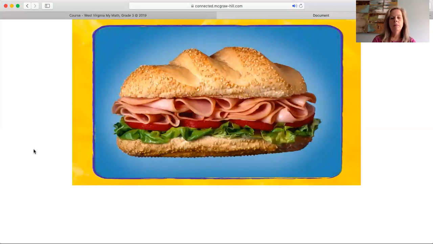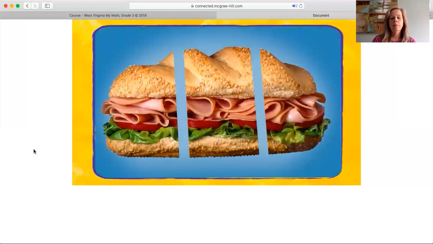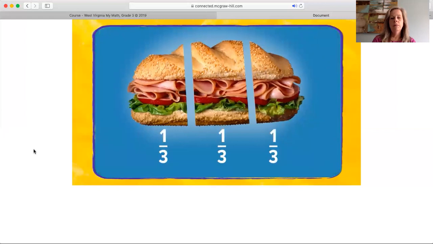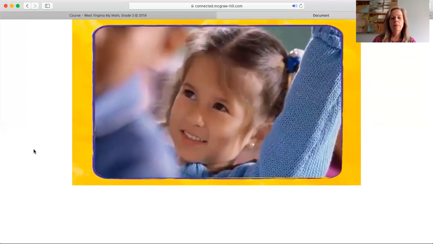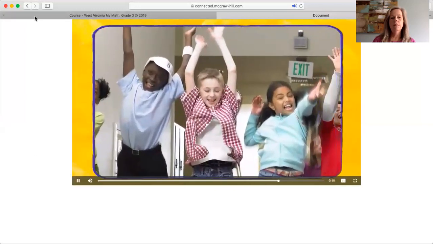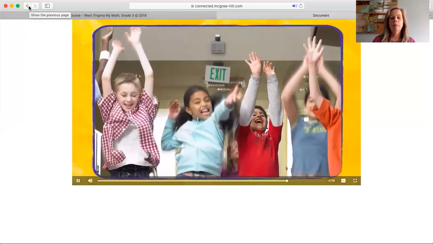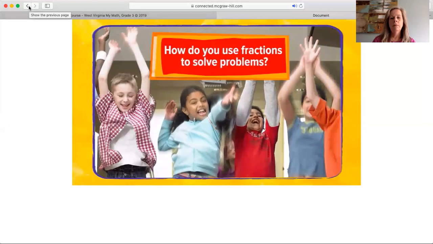In order for each person to receive an equal share, divide the sub into 3 equal parts or thirds. If you divide the sandwich into 3 parts, then you and your two friends will each receive 1/3 of the submarine sandwich. See, using fractions to solve problems around your school is fun and easy. How do you use fractions to solve problems?